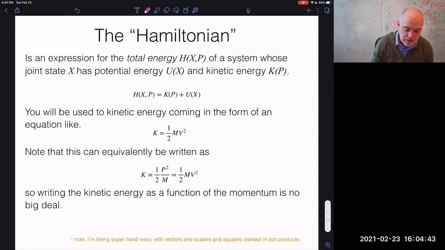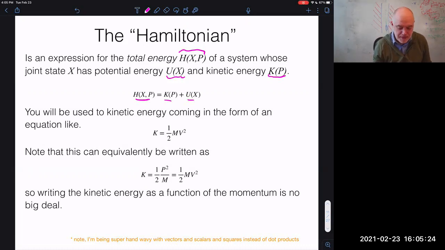Makes sense. So the Hamiltonian is an expression for the total energy. So notation will be H of x and p of a system whose joint state, whatever that happens to be, again, these are going to be the latent variables in our system, x, has a potential energy, U of x. This, again, you can think of as the unnormalized joint distribution or unnormalized posterior distribution, and some kinetic energy, which in our case is going to be a made-up auxiliary variable. Okay. Cool. And we can write the Hamiltonian as the kinetic energy plus the potential energy.